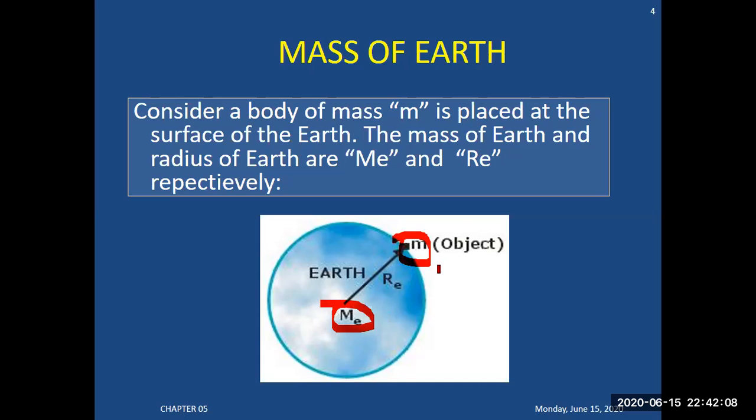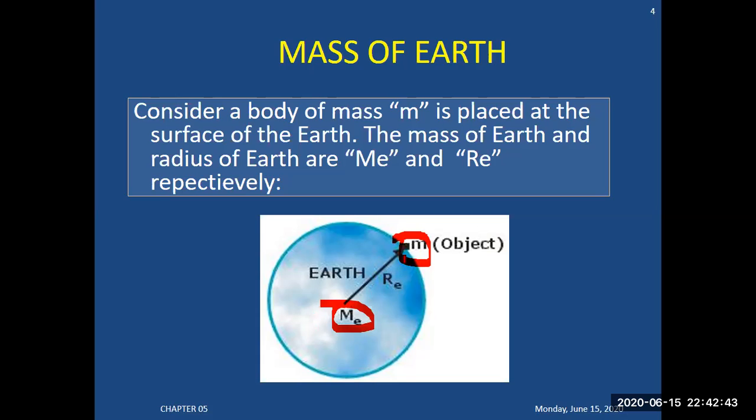We do not add the radius of the object, because compared to the radius of the Earth it is very, very small. So for simplicity, we consider the distance between the two bodies to be equal to the radius of the Earth. Here we are applying Newton's law of gravitation: the gravitational force is directly proportional to the product of the masses, ME, the mass of the Earth, and MB, the mass of the body, separated by a distance RE.